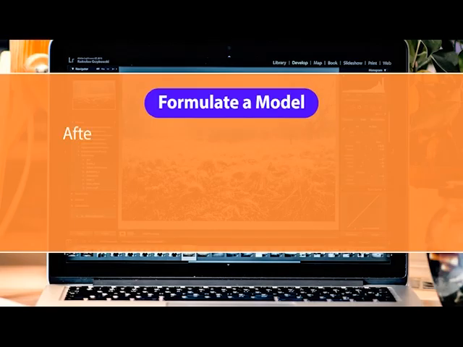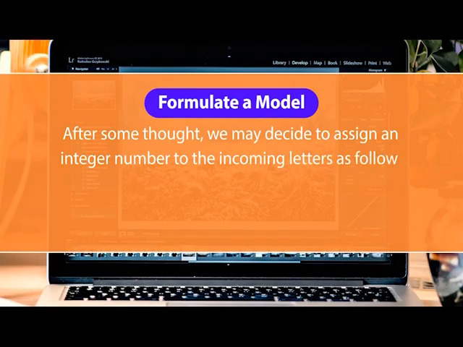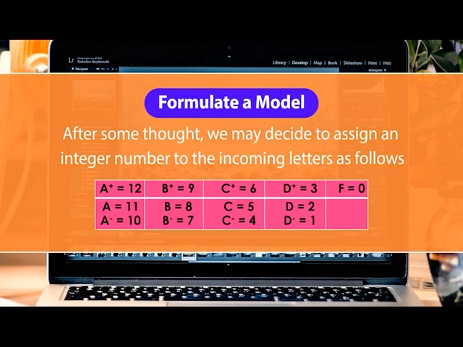So, what could be the possible solution? In order to solve this problem, you are supposed to formulate a model. That means you are supposed to give some marks, some ranking, to the different grades. Say 12 points are given to A plus grade, 11 points to A grade, and 10 points to A minus grade, and so on. So, you can categorize these grades.